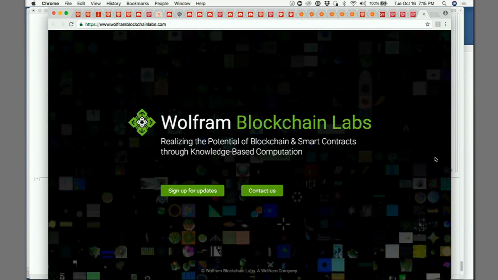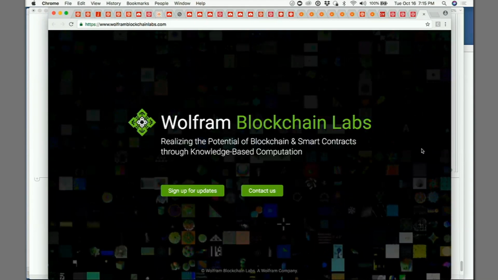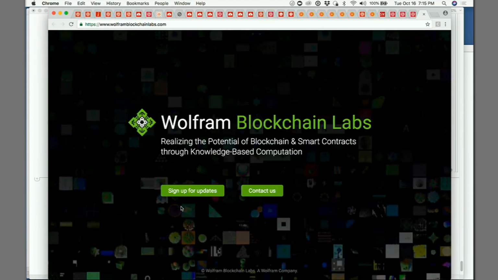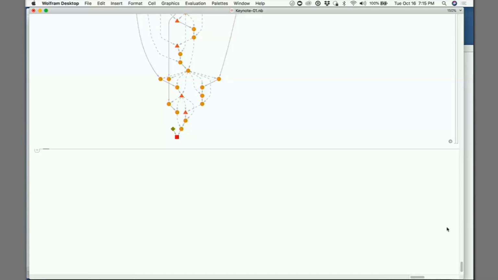Okay, let's talk about blockchain itself. We have a lot of functions now related to blockchain in the language.